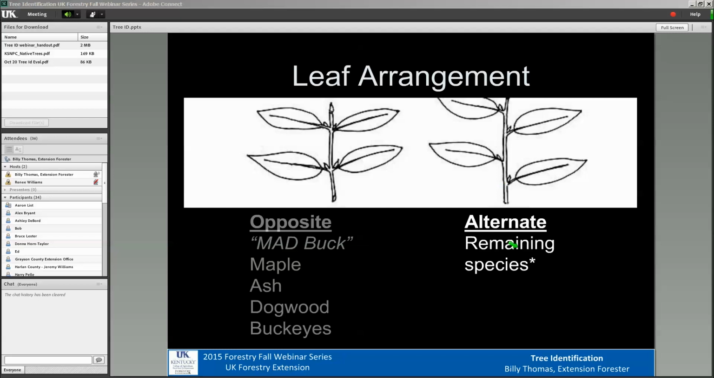And I put the little asterisk on here because when you're dealing with biological things, there's always exceptions. While most of the remaining species are in there, there is one species that has whorled branching. That's where we have 3 leaves coming off at the same spot. So if we were dealing with the northern catalpa, we would expect to see another leaf coming off here, and they call that a whorled pattern. So most of our species are going to be in this alternate category, but one of the first things we'll look at is that opposite or alternate, and we'll practice that here in a few minutes.